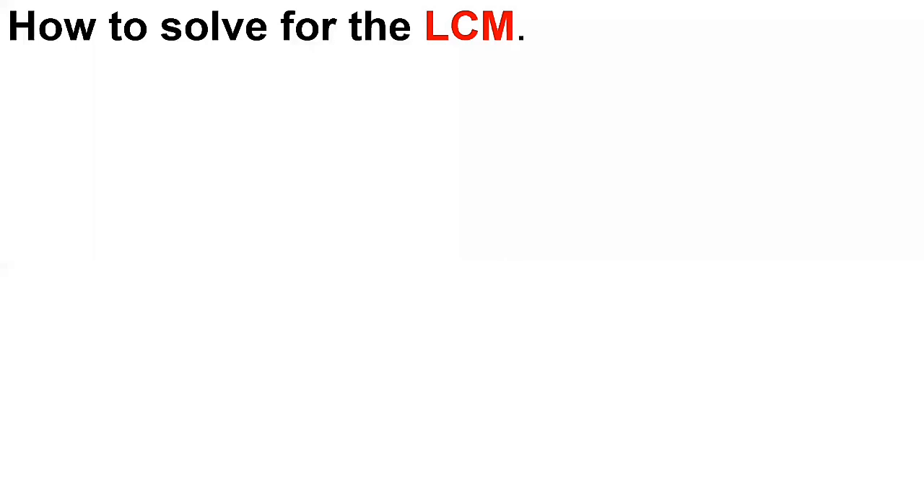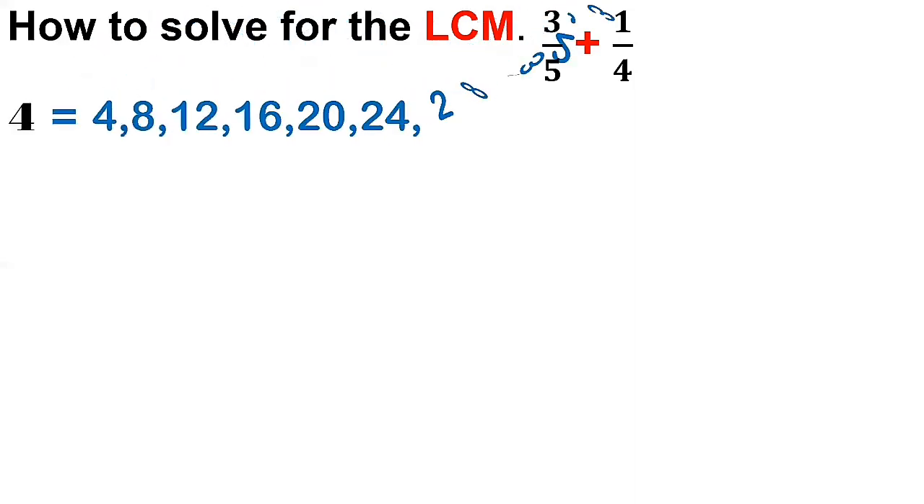fractions? For example, we have 3 over 5 plus 1 over 4, wherein the denominators are not the same, or we have unlike denominators, which are 5 and 4. So in solving the LCM, class, there are two ways. You can get the multiples of the denominators 5 and 4. So what are the multiples of 4? We have 4, 8, 12, 16, 20, 24, 28, 32, 36, 40, and so on.